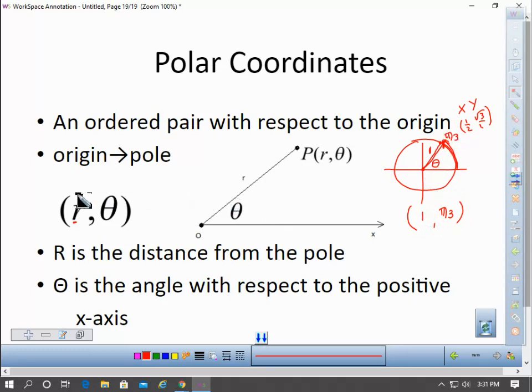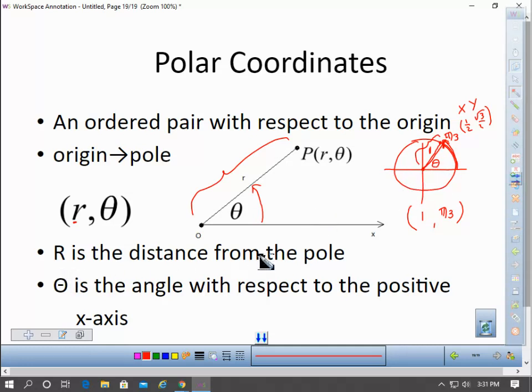All right, so it is an ordered pair with respect to the origin, okay, which is called the pole in polar coordinates. All right, it is an ordered pair r comma theta, theta being the angle starting from the positive x-axis and going counterclockwise. So it's your theta degree angle rotated around the pole, around the origin. And then your r is this distance to the point from the origin. So on your unit circle, r would be 1 the whole time because that's how far every point is from the origin, because this is a unit circle with radius 1.